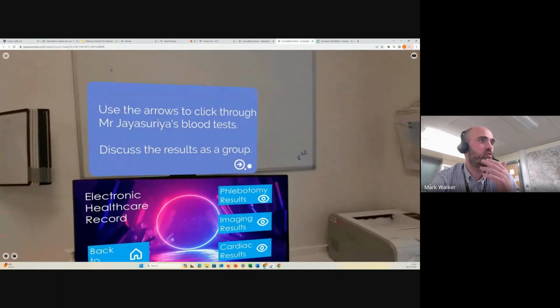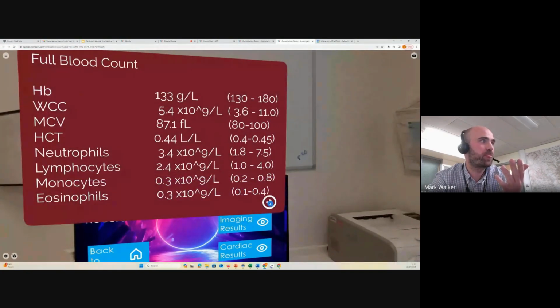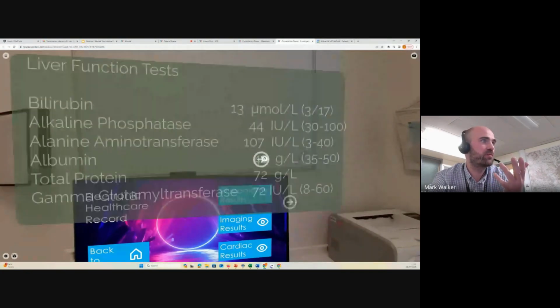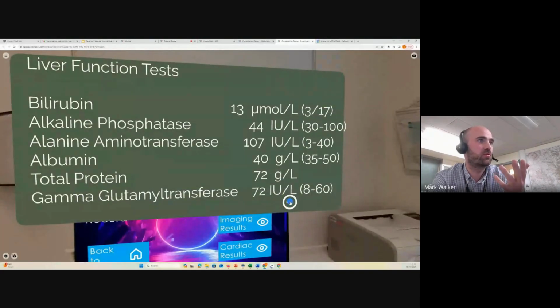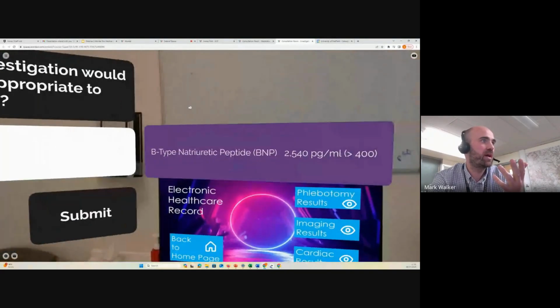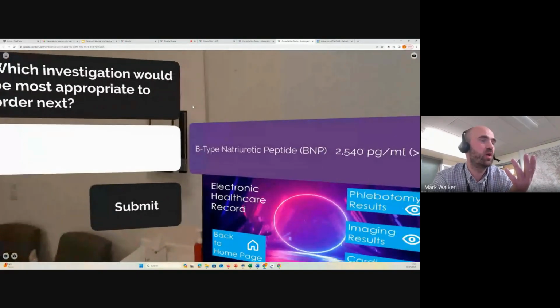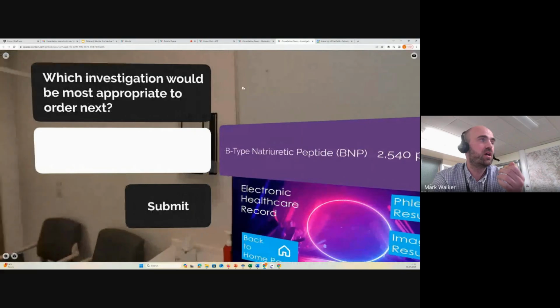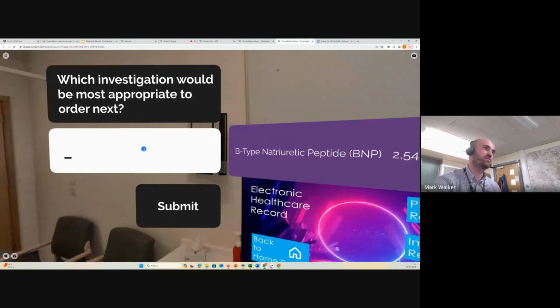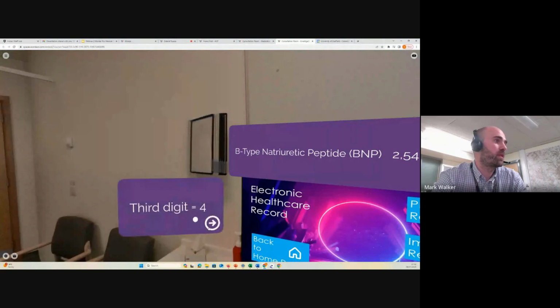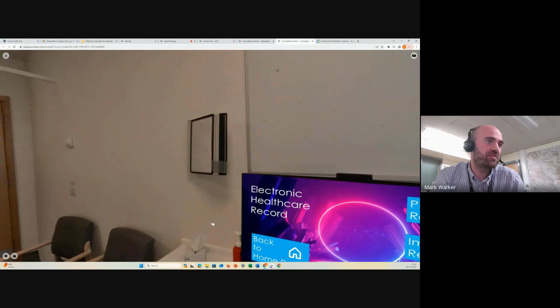So then they can work through blood test results, and they can gather the information. They can interpret these results as they go through. And then they get to questions which prompt them as well. So they see this blood test result. It's a very straightforward question. So which investigation would be appropriate to order next? And the answer would be echo. And that gives them the next digit. So they collect the digits as they go through in different parts. So the digit being the numerical value here. And that allows them to advance through the room.